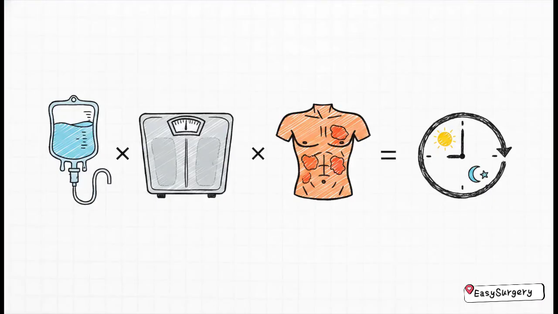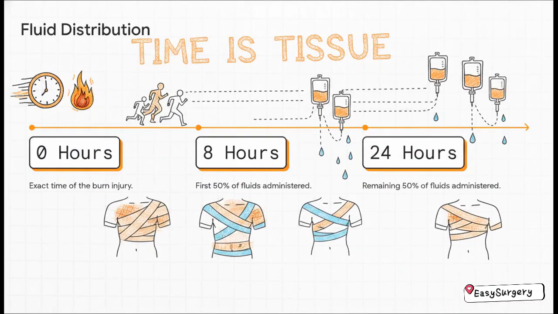Okay, you absolutely must memorize this formula to calculate the total fluid required for that critical first 24 hours of resuscitation. It's 4 ml multiplied by the patient's body weight in kilograms multiplied by the percent TBSA. That right there is your gold standard starting point. But just knowing the total volume, that's really only half the battle. Timing is literally everything.